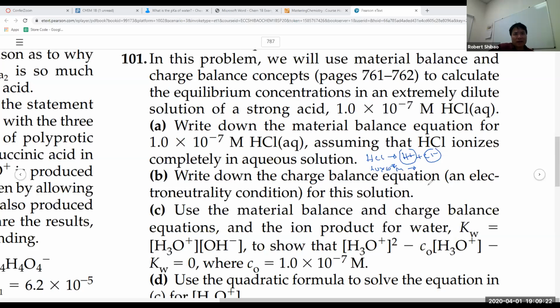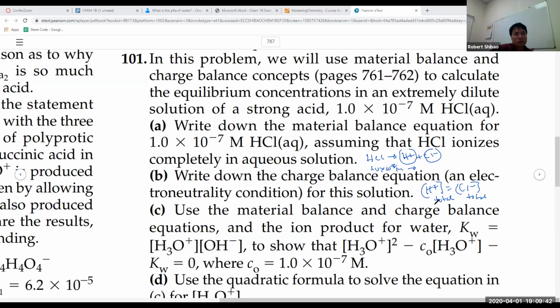Write down the charge balance. Well, the total positive charge is equal to the total negative charge. You know, we have to change the sign. And so this is just the molarities here. Since if we had multiple species, it would be more complicated.